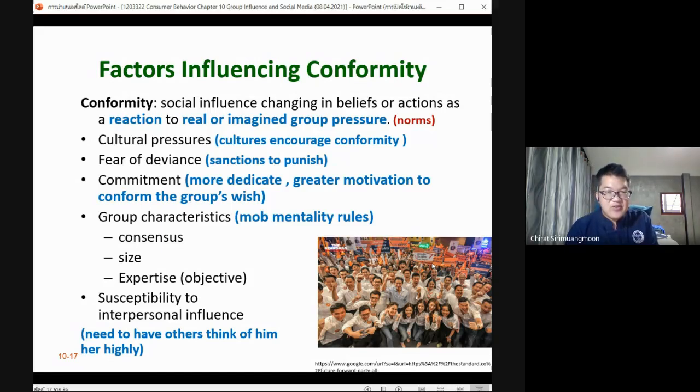Okay, the last factor that influences conformity is susceptibility to interpersonal influence, which means we need to have others think of him or her highly. So when you have conformity, you need this type of person, who needs some attention and importance from other people. So these are all factors that influence conformity.